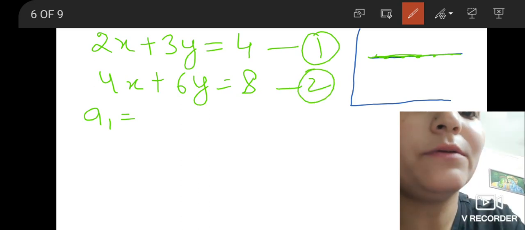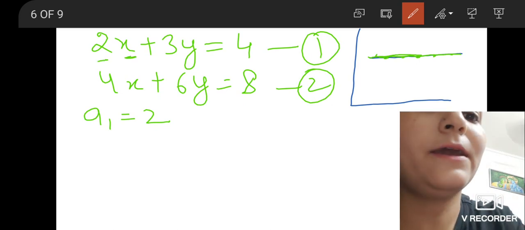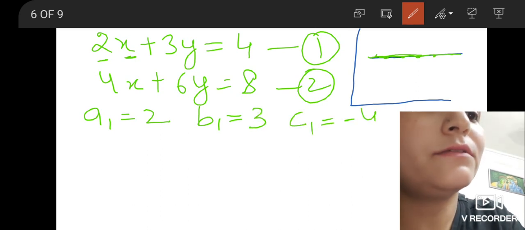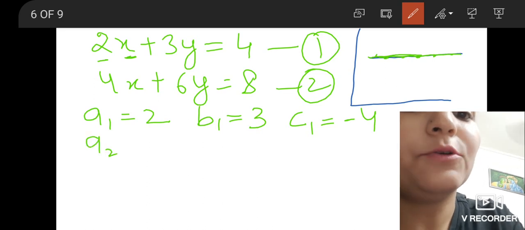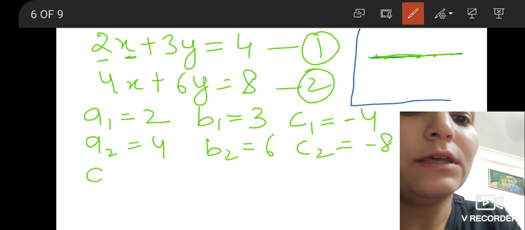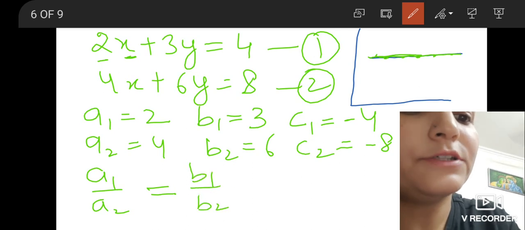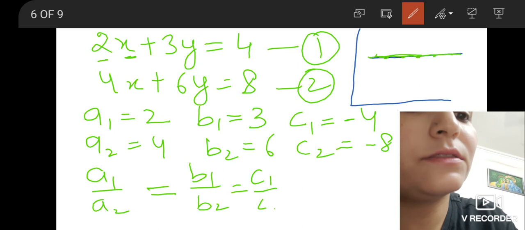So we get a1 from the first equation, that is the coefficient of x. Then b1 should be the coefficient of y, that is 3, and c1 will be minus 4. Same way a2 will be 4, b2 will be 6 and c2 will be minus 8. Now for coinciding lines, a1 upon a2 should equal b1 upon b2 and should equal c1 upon c2.